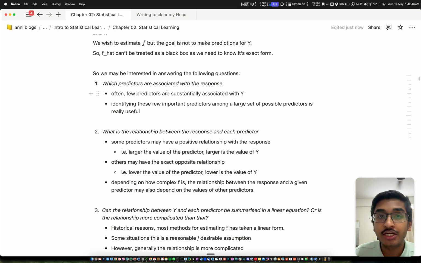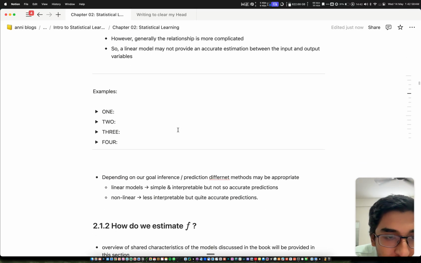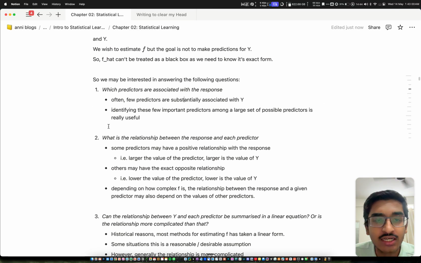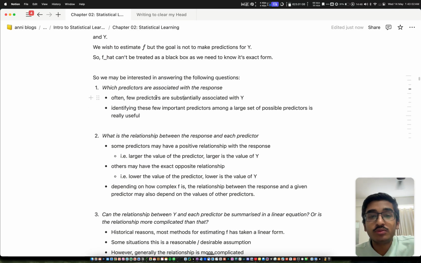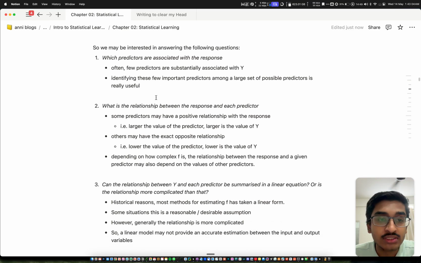For example, I'm trying to predict housing prices. If the size of my house is really large, it will probably cost more. I think there's an example below. These are four examples; we'll get into them later. Which predictors are associated with the response? What is the relationship between the response and each predictor? Which predictor is such that the larger the predictor, the larger my output?